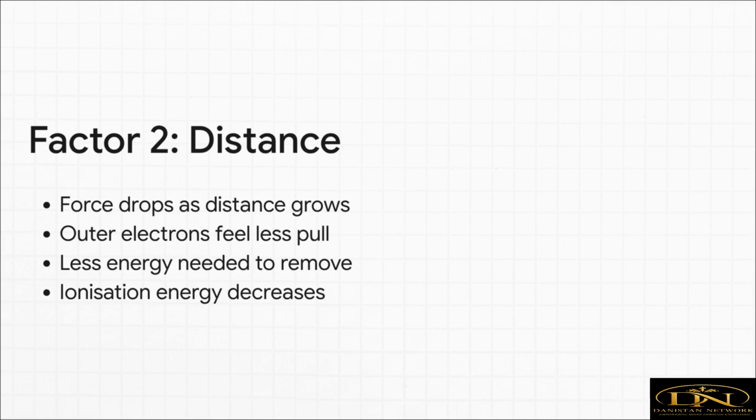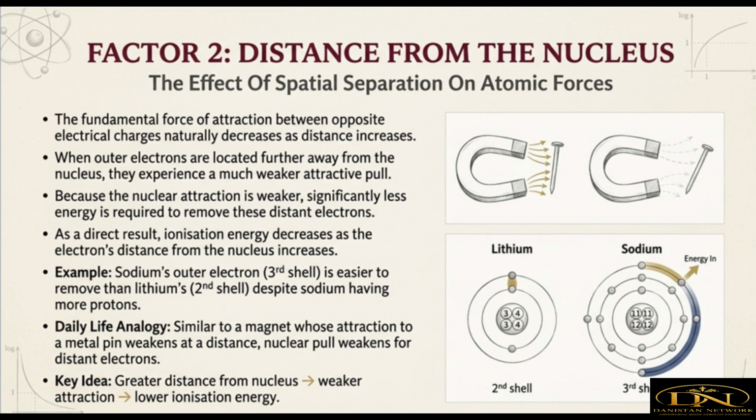A magnet pulls a metal pin super fiercely close up, but move that pin across your desk, and the magnet barely even registers it. So your key idea here, greater distance from the nucleus means weaker attraction, and therefore lower ionization energy. Listed are the main insights for the heading discussed. Note them specifically since they are highly relevant for exams.